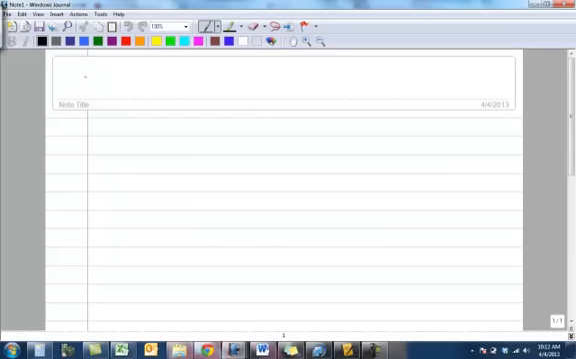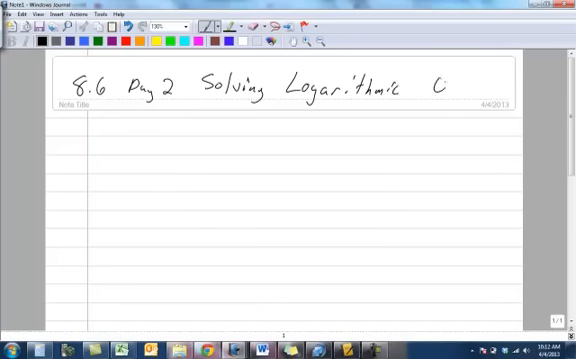All right, 8.6 day 2. Solving log equations, or logarithmic equations. And we're going to start off with something we learned the first day that we talked about logs.